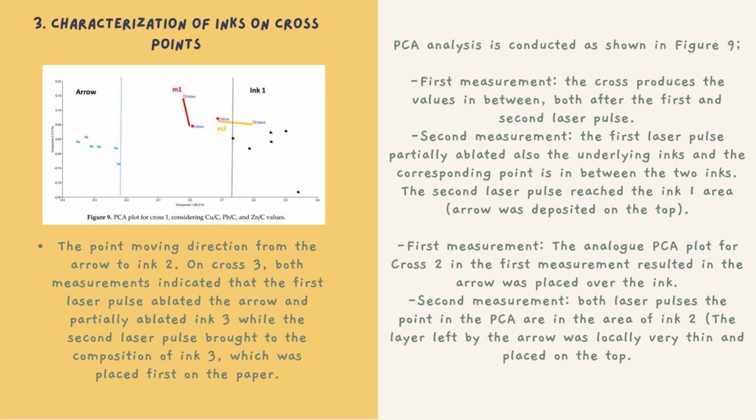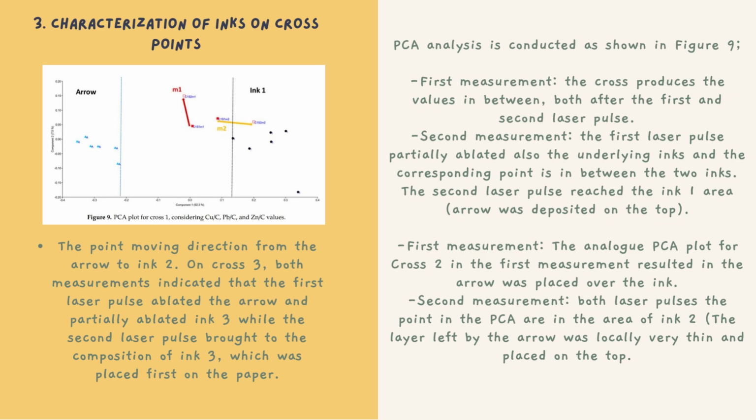PCA analysis is conducted on each pair of inks, probed 6 times, and on the corresponding crosses. The example regarding the first cross is shown in figure 9. Here, it might be observed that the two inks are well separated. The first measurement on the cross produces a value in between both after the first and the second laser pulse, meaning that the two layers were too thin compared to the laser ablation rate.